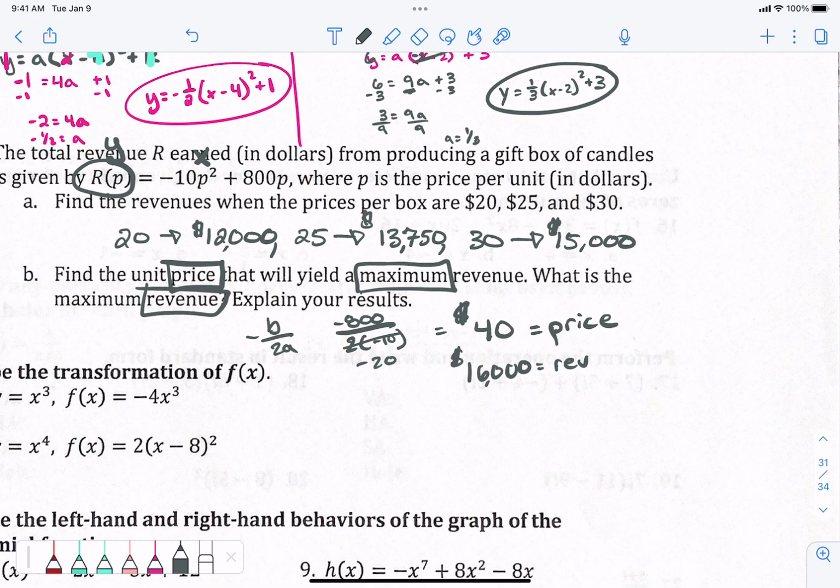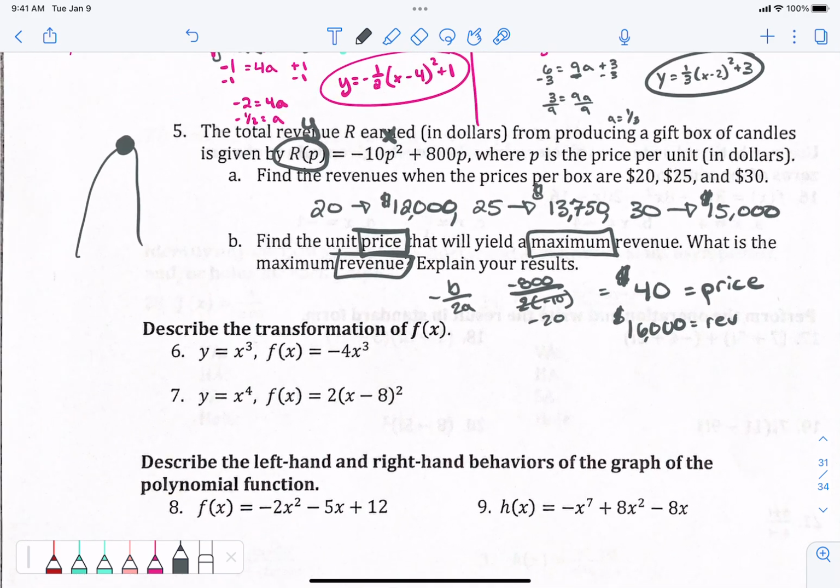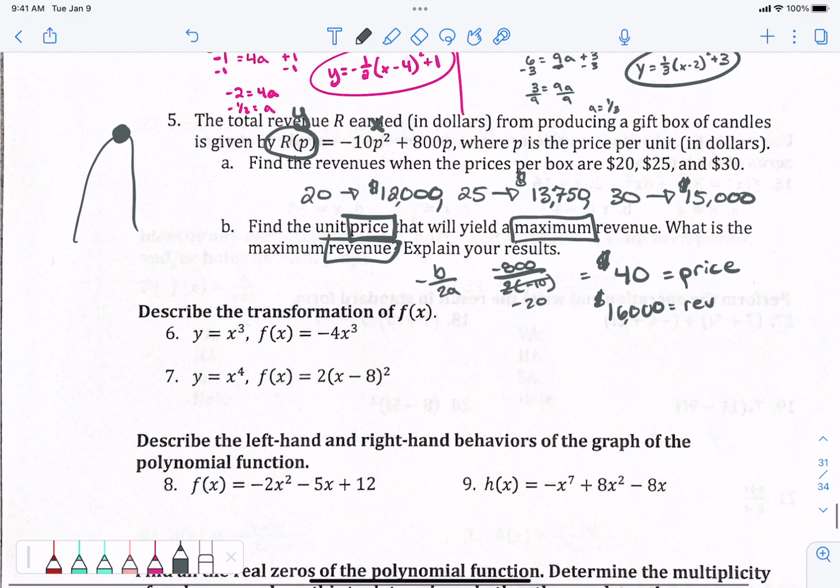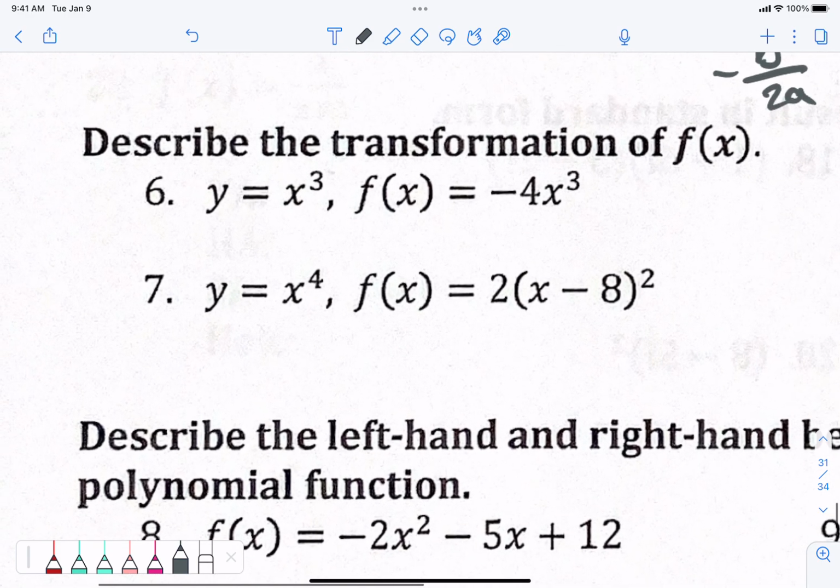Now, how does that work though? Because if I would charge more than that, wouldn't I make more money? No. Why? Because your negative 10p squared kicks in. It's a downward parabola. Let's say I charge $50 per box. Wouldn't I make more money? No, because it's a downward parabola. You would lose people because people are like, that's too expensive, I'm not paying for that. That's why you would not have as many people purchase it. Eventually it gets to a point where people are not going to spend their money on it because the price is too high. So, always jacking the price up does not give you more money, alright?